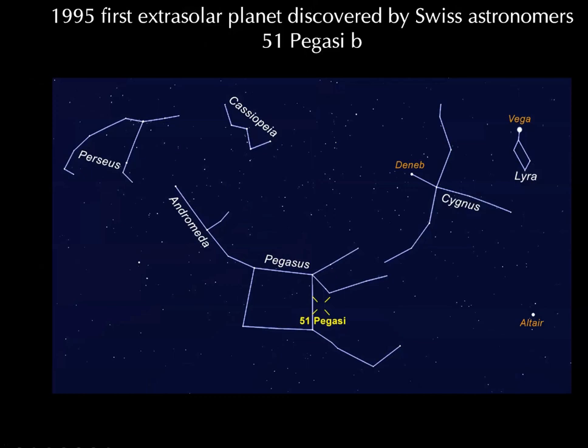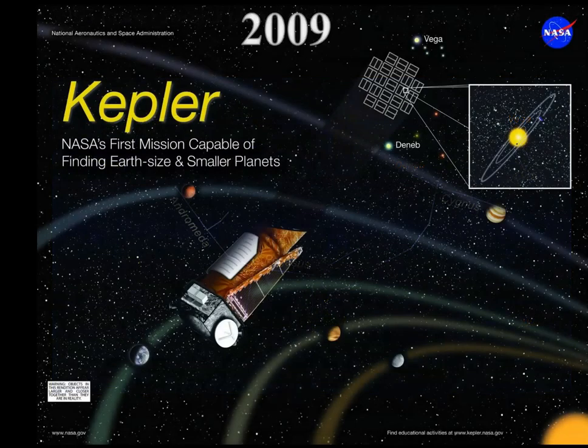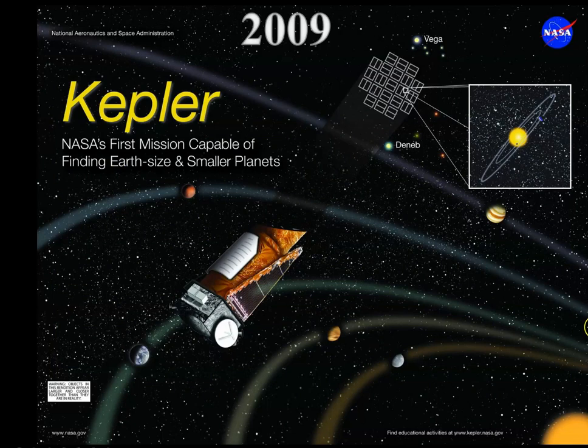And just a shout out here to the very first extrasolar planet, a planet beyond our solar system, discovered by Swiss astronomers, 51 Peg, affectionately known as, right off here from the asterism of Pegasus. In 2009, a very exciting mission was launched, the Kepler spacecraft, which was designed to find Earth-size and smaller planets.